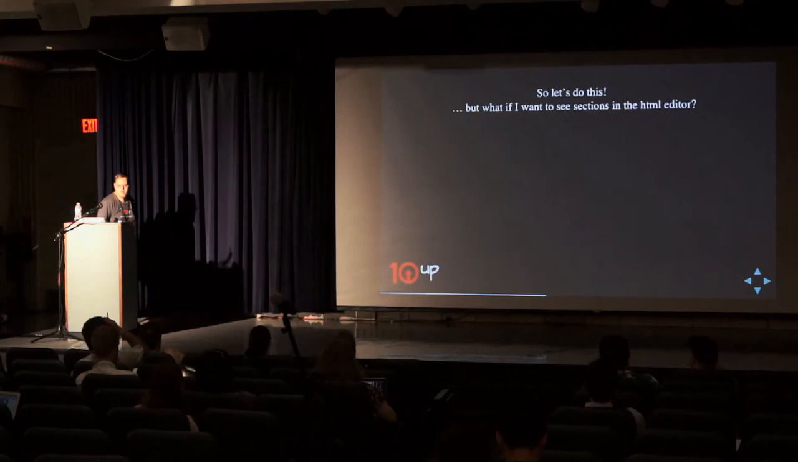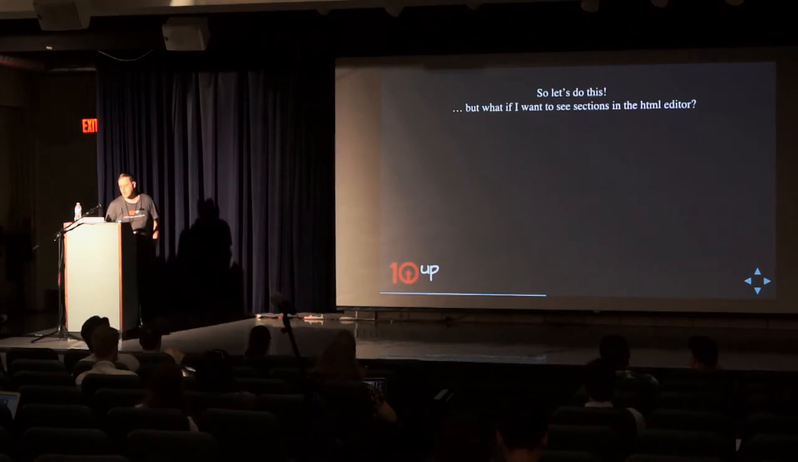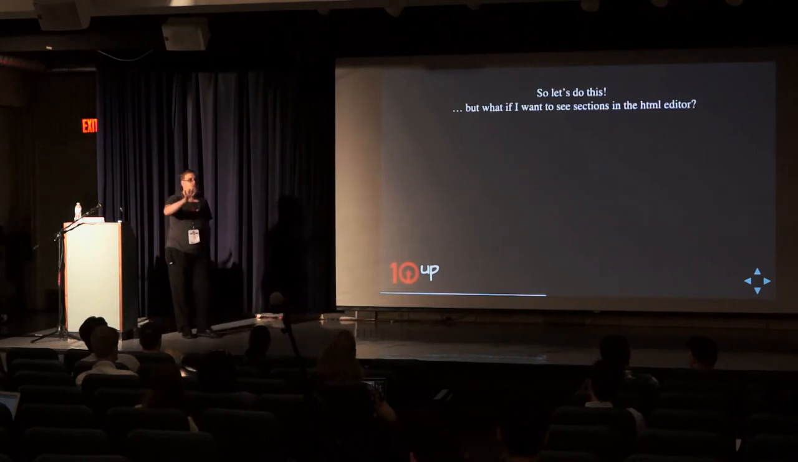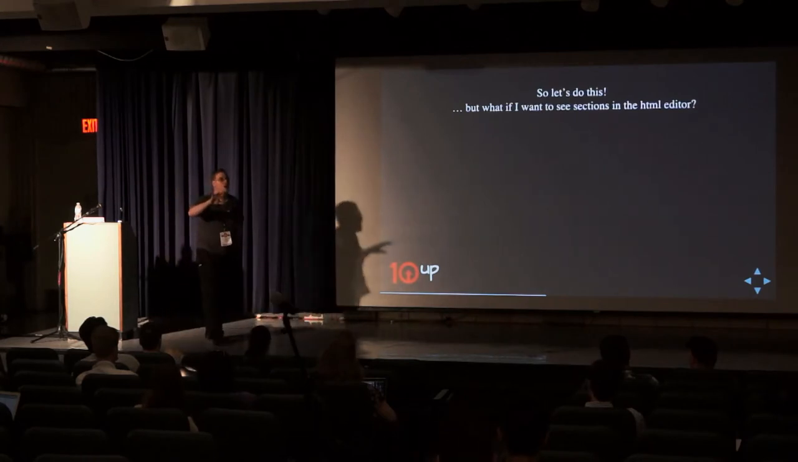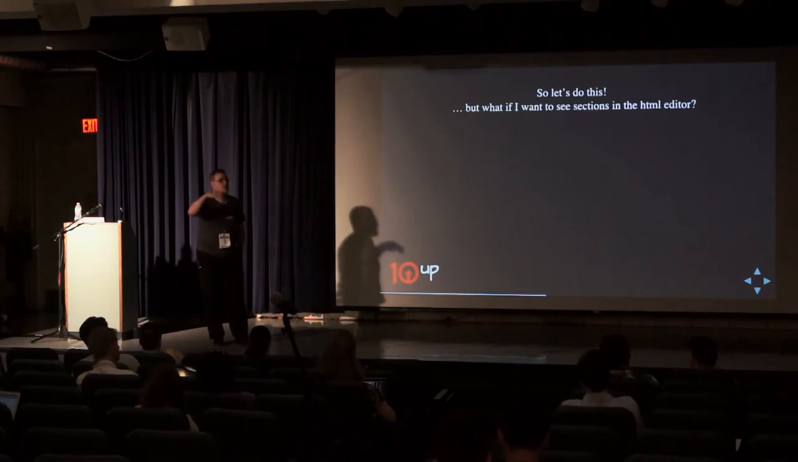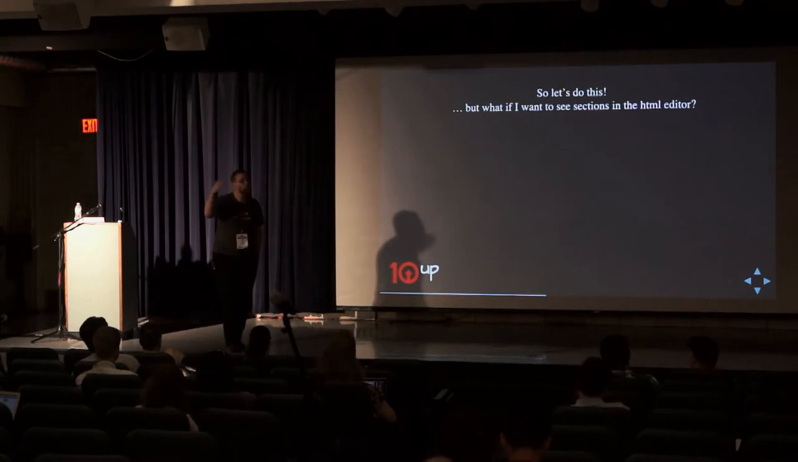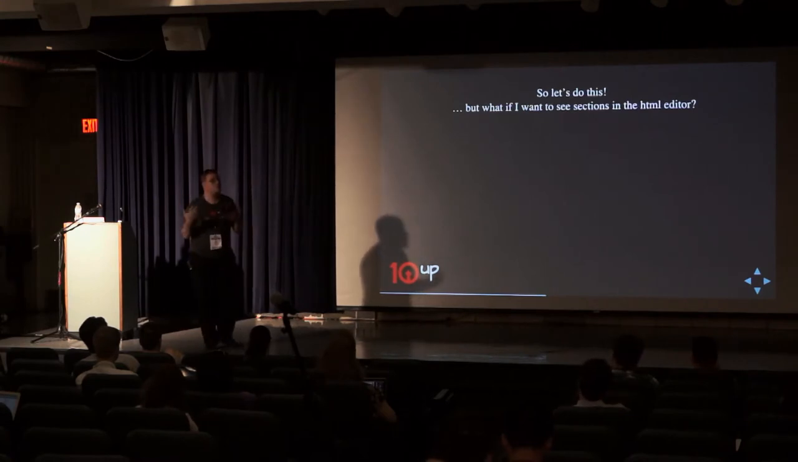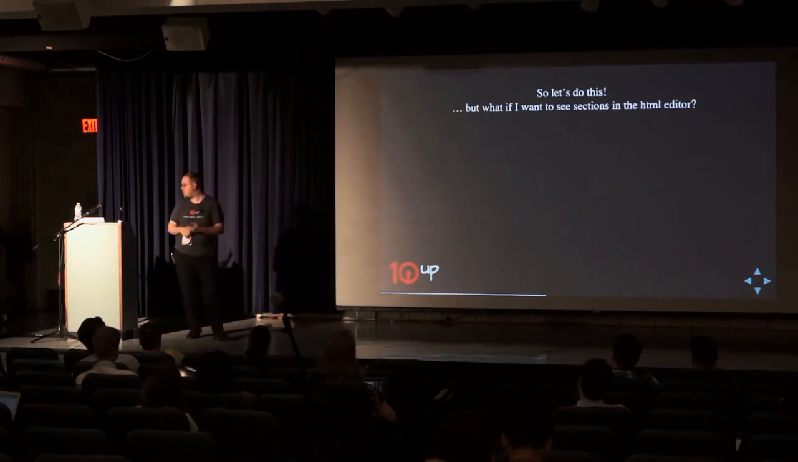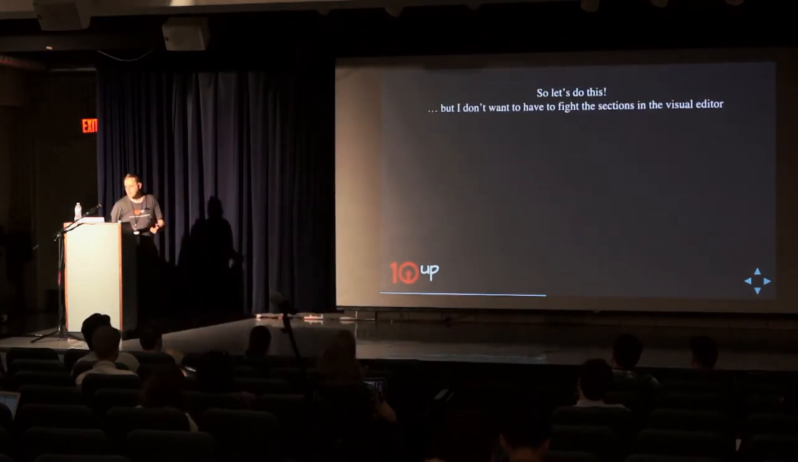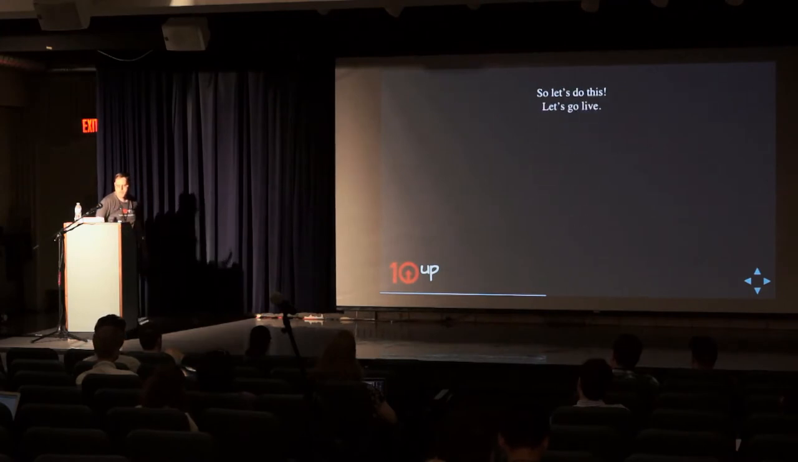But what if I want to see sections in the HTML editor? In the WYSIWYG editor, I don't want those sections because they look awful and they're hard to work with. I hit enter and it adds a section when I just wanted a paragraph and stuff like that. But over in the HTML editor, I actually want to see those sections. I want to work with them and interact with them. I don't want to have to fight against the sections in the visual editor.